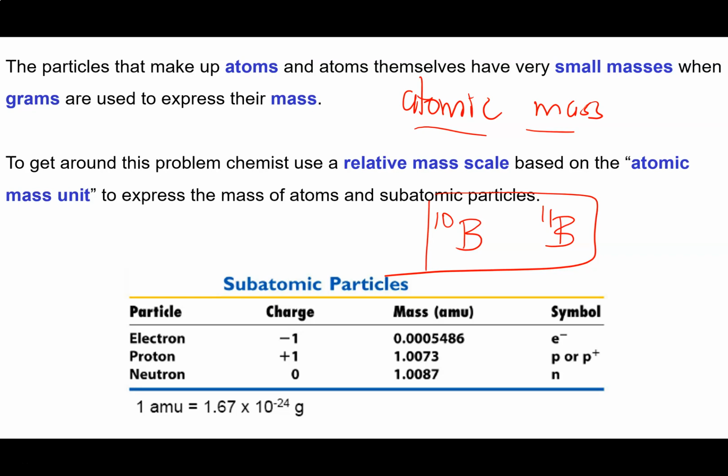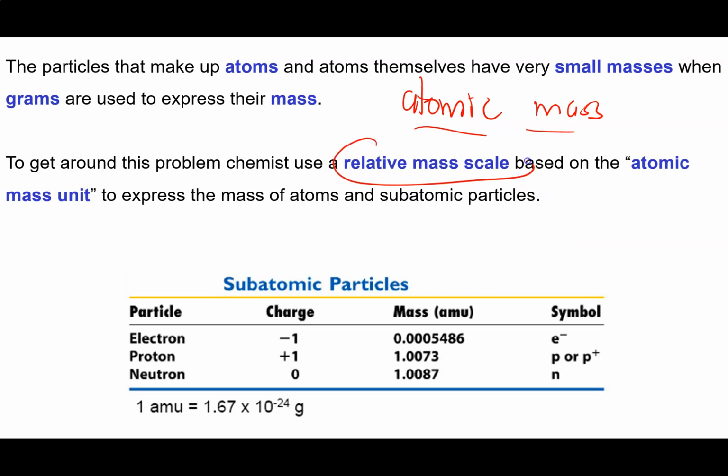So this makes grams an awkward measurement to use when we're talking about things as small as atoms. To get around this problem, chemists invented what we call a relative mass scale, based on the atomic mass unit. And we mentioned this previously. In atomic mass units, or AMU, protons and neutrons have a mass of about 1, and electrons have negligible mass. Now, an AMU is very small, 1.67 times 10 to the minus 24 grams.